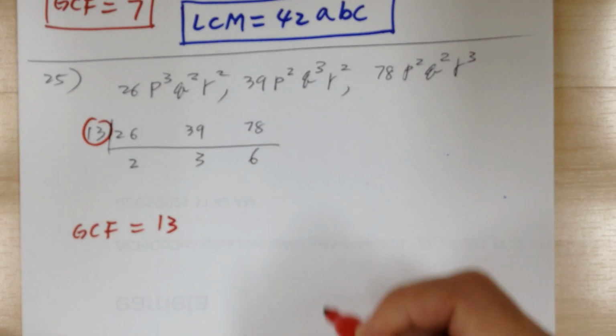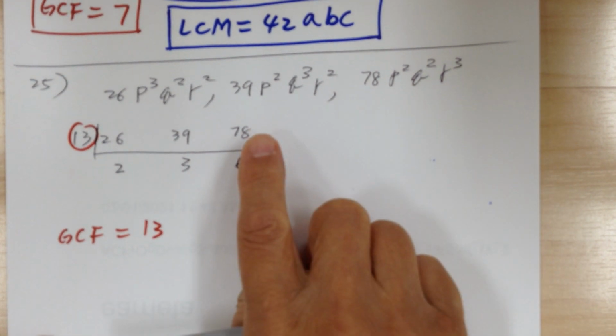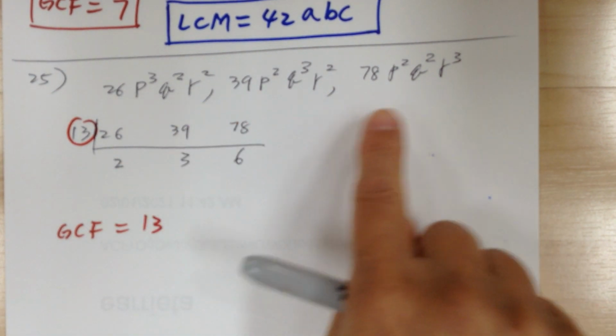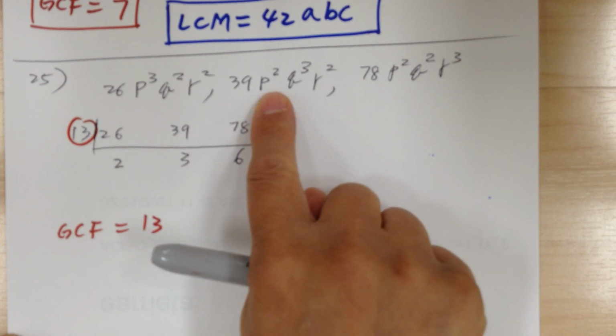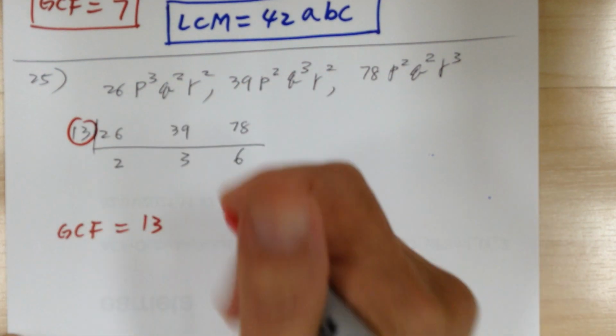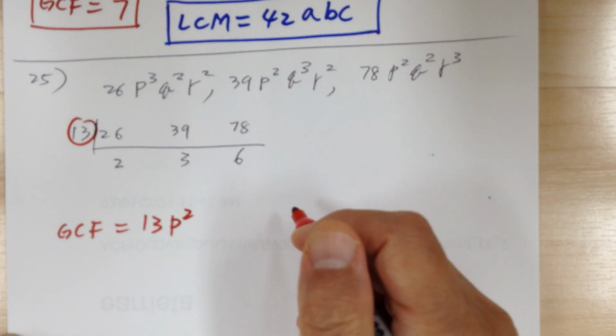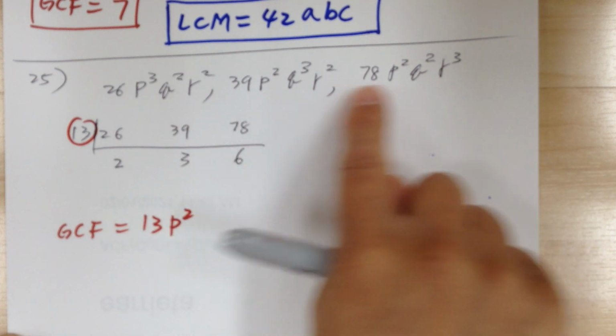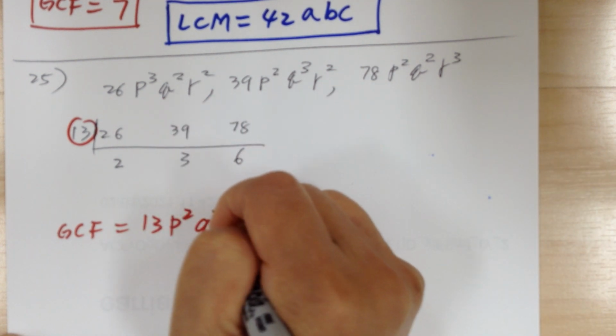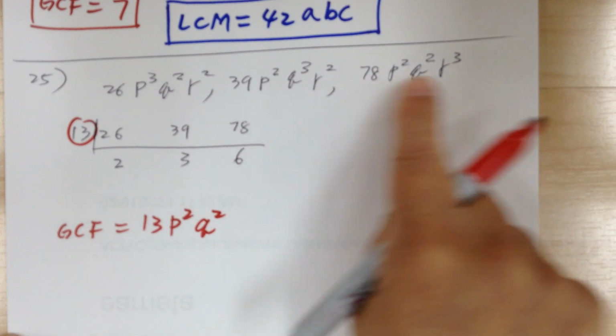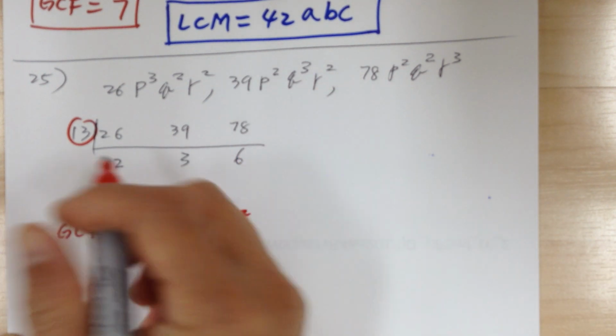So your GCF is equal to 13. Okay, and again, you look at your alphabet. So you got P3, P2, and P2. So take the lower of the 3, so it'd be P squared. Then Q squared, Q3, Q2, so it'd be Q to the 2. R squared, R3, so take the lower one. Okay?